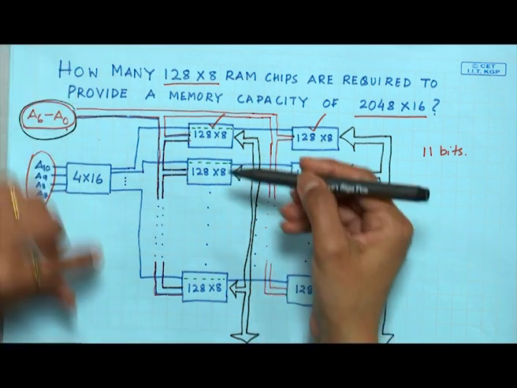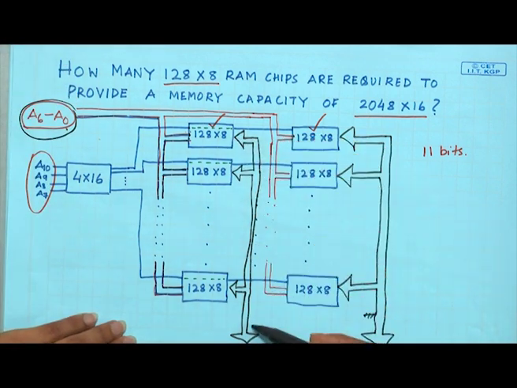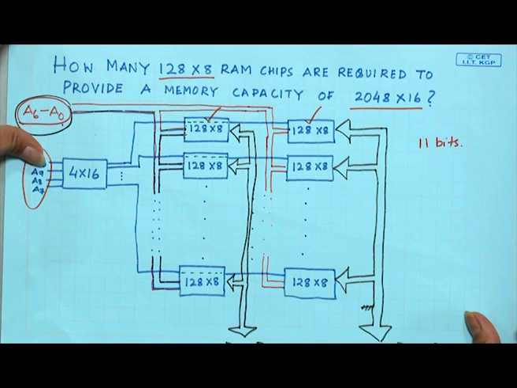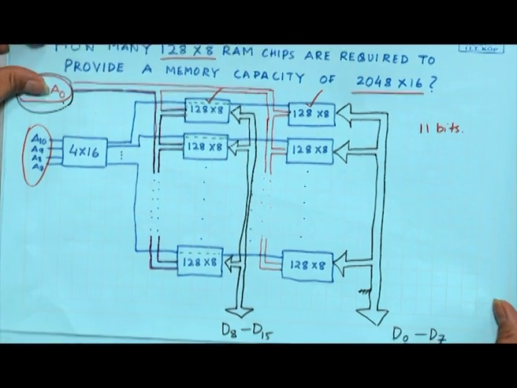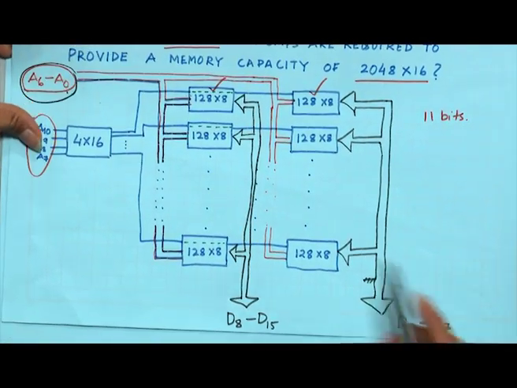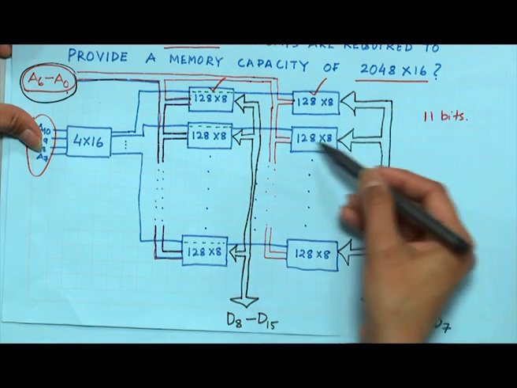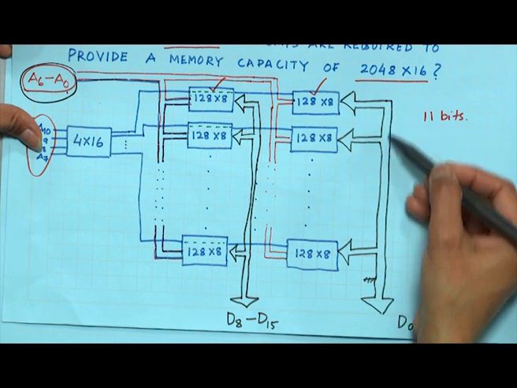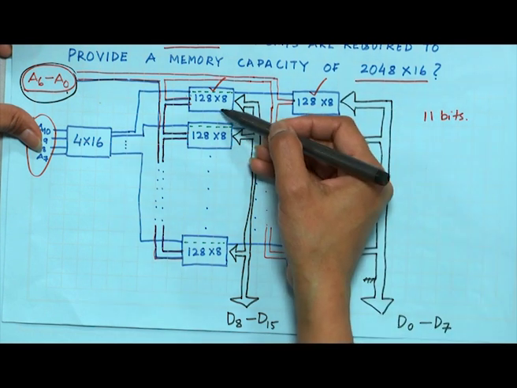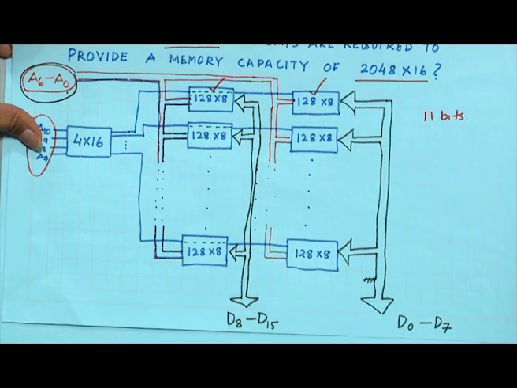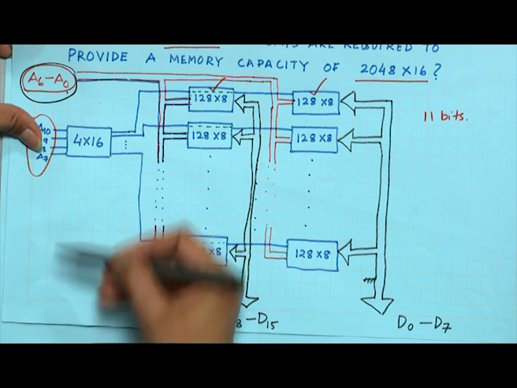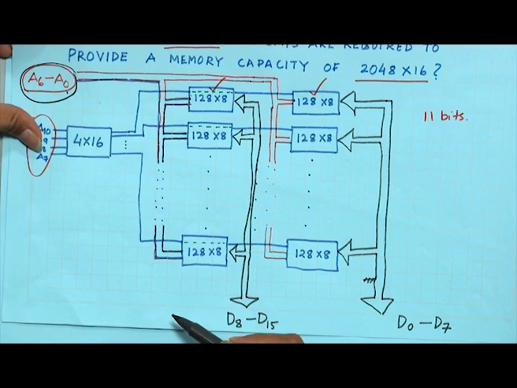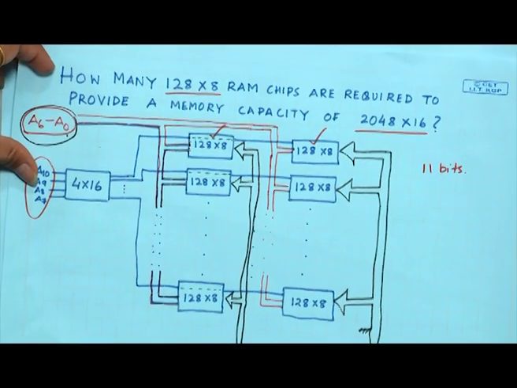And then a group of 8 bits will be sent out to the data bus, the 16 bit. So, from here a group of 8 bits will come out, and from here a group of 8 bits will come out. So, this is how we can organize even larger memory from a smaller memory module.